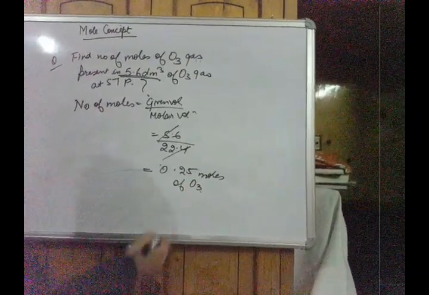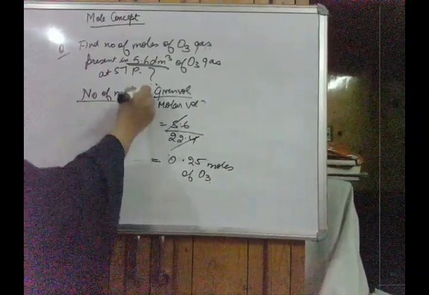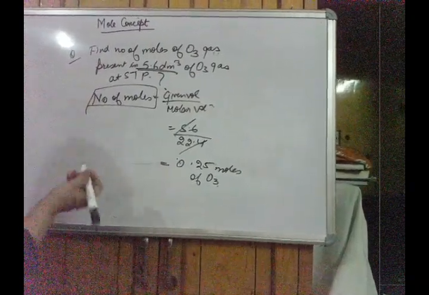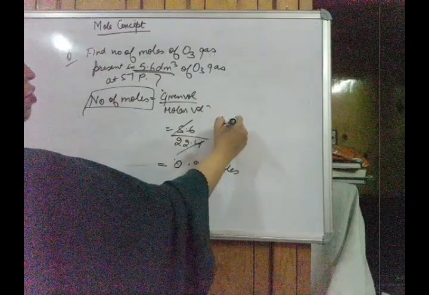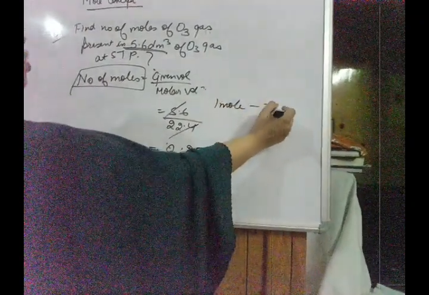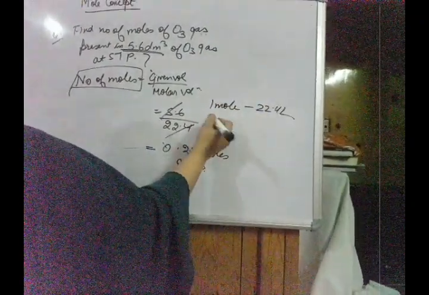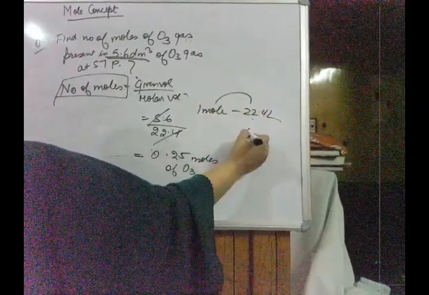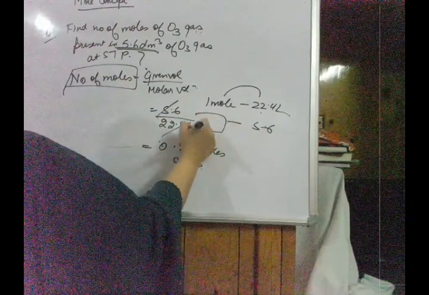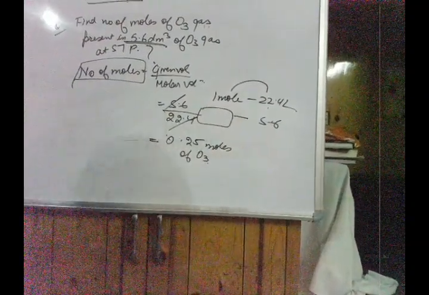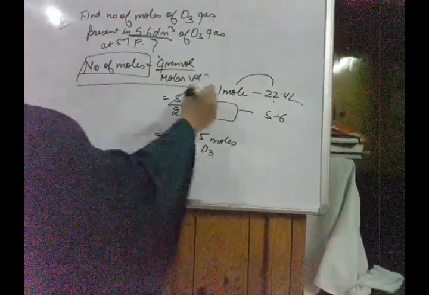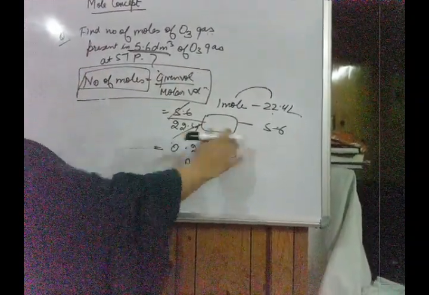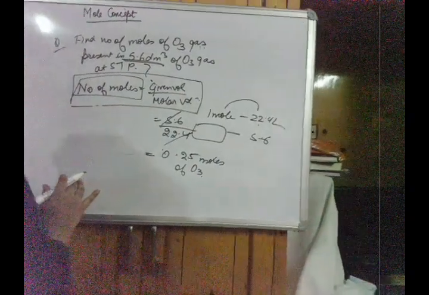You can use that formula, or you can equate it: in 1 mole there would be 22.4 liters, so in 5.6, how many moles. They can give it either way, so there is no need to be confused by the formula, or you can find it by the unitary method also.